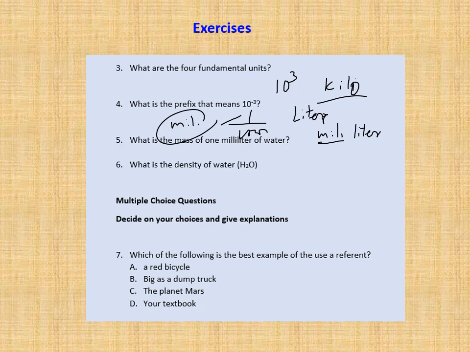And of course, here's another question: which one of the following is the best example of using a referent? A, a red bicycle; B, as big as a dump truck; C, planet Mars; or D, your textbook. The answer is B, as big as a dump truck, because you try to describe how big something is. You use a truck, which is a different thing than whatever you are talking about.